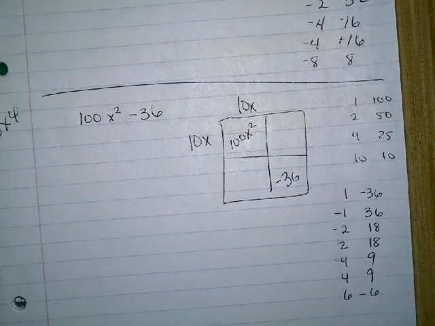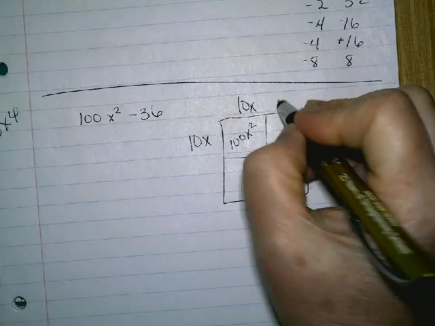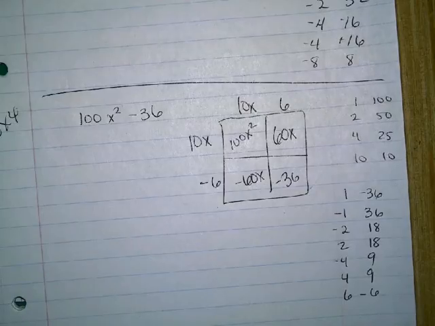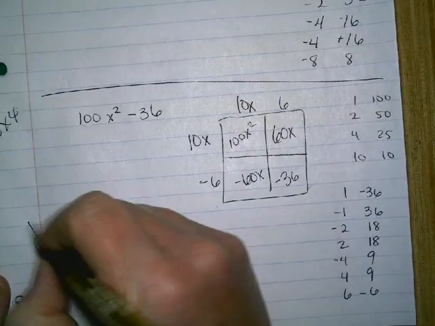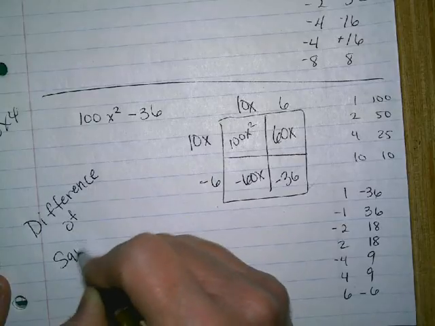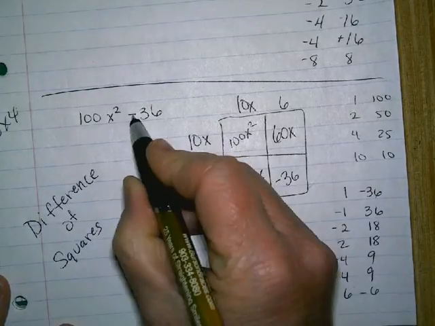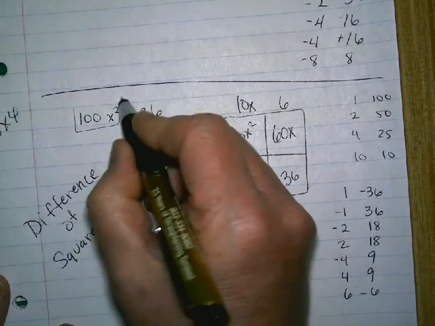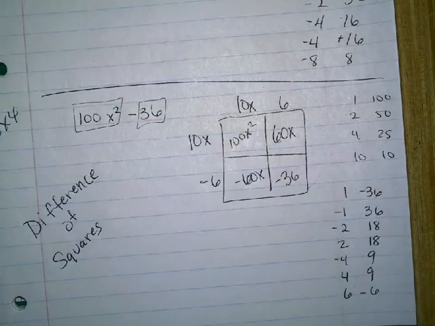Which pair do you think we should use? Now, what are we trying to get in the middle? Huh? 0. So what do you think? Okay, 6 and negative 6, which will give me 60x and negative 60x. Does that work out in the middle? These are special cases. They're called the difference of squares. Difference because it's a subtraction going on between the two. And squares because if you notice, this is a perfect square and this is a perfect square.